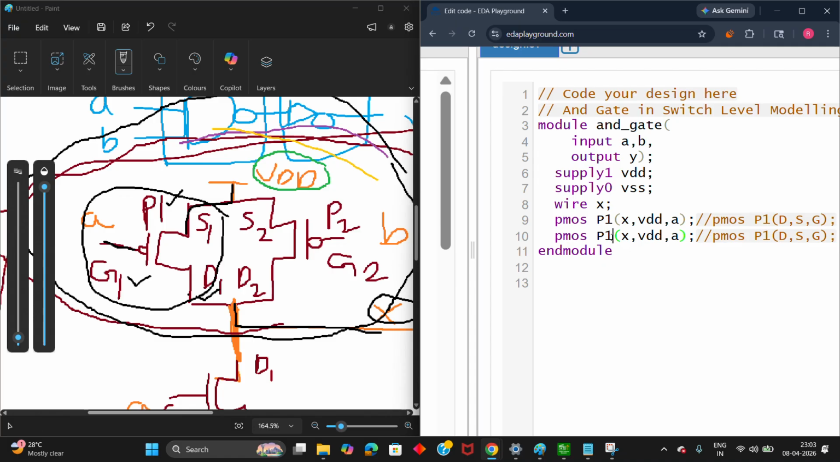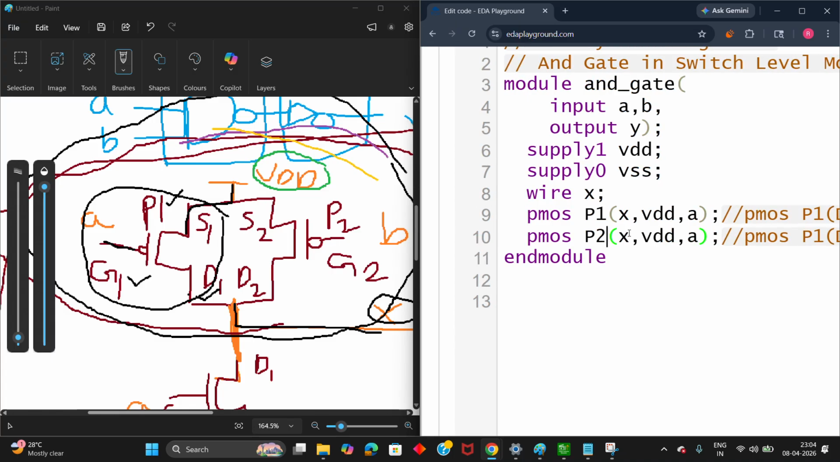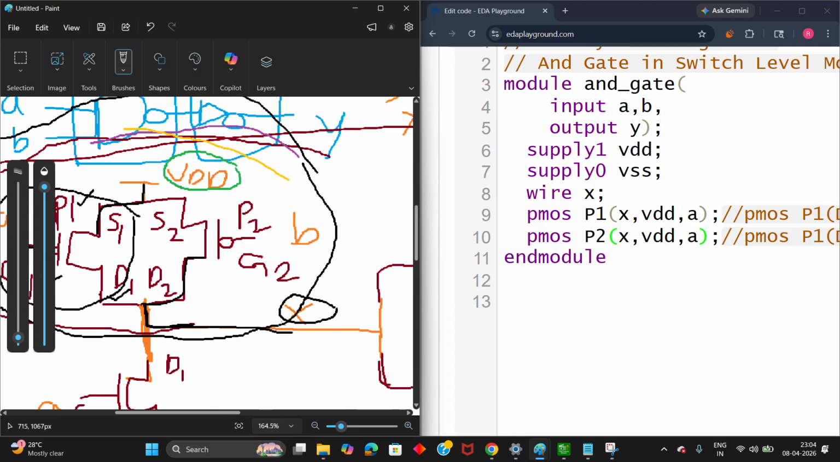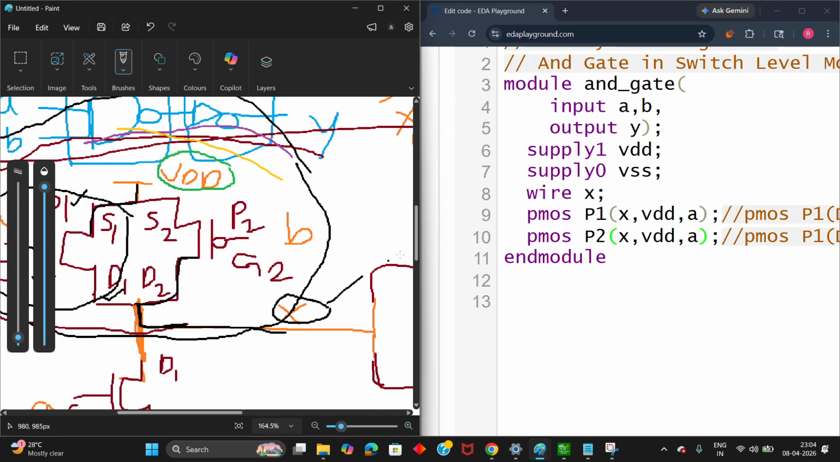So you need to change the name to P2, and what is connected to the drain terminal of P2? Drain terminal of P2 is connected with the D1, so that both of them are connected with the wire whose name is X, which we have already declared, right? So we are going to leave this value of X as it is.